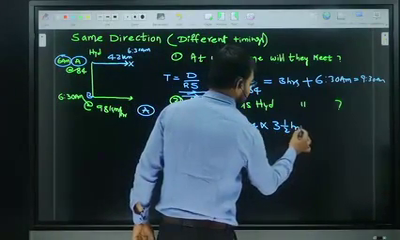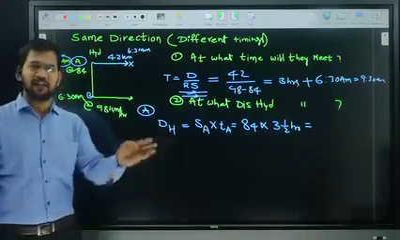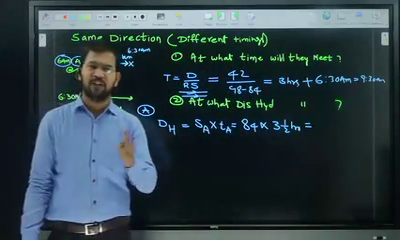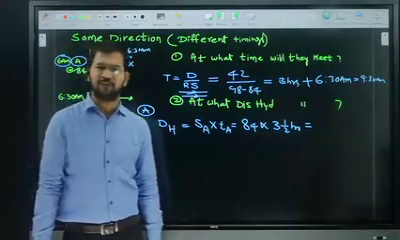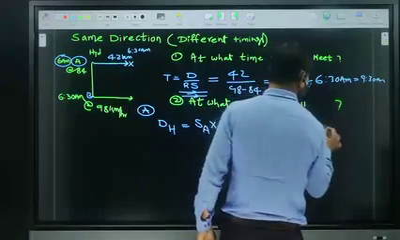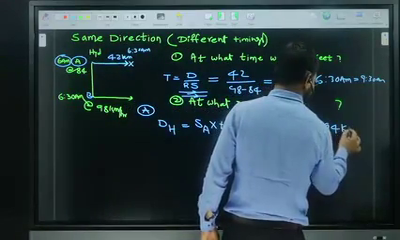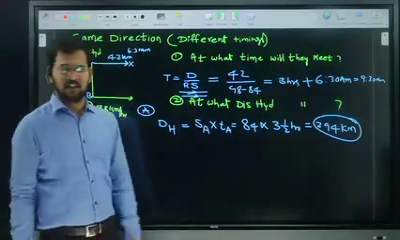So 84 is the speed, duration is 3.5 hours. 84 into 3.5: 84 times 3 is 252, 84 times half is 42, and 42 plus 252 is 294 kilometers. At exactly 294 kilometers, both the trains pass each other. All of you clear?